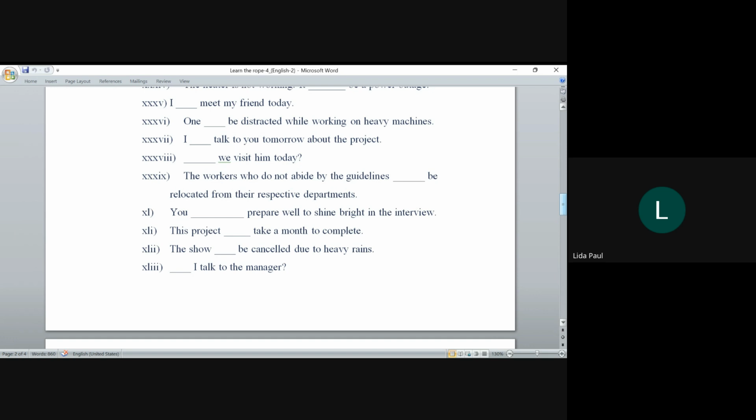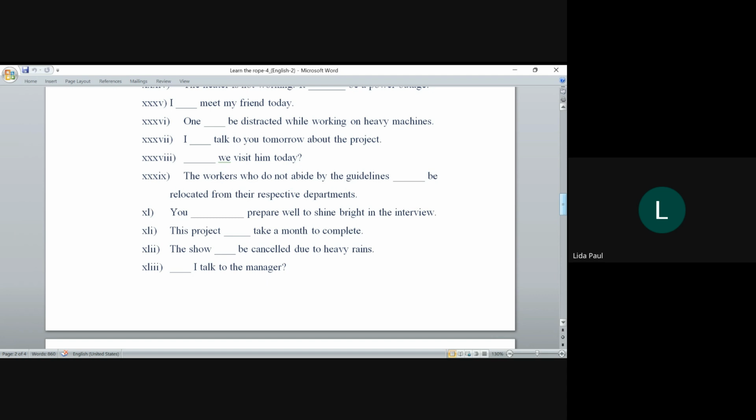Okay, next is 40. You dash prepare well to shine bright in the interview. And the context is requirement, or say alternatively, advice or suggestion. Any of these: requirement, advice, suggestion. We'll take the sentence to mean anything. What would be the modal? What's the most commonly used one for requirement and advice? Let's forget about suggestion for the while because you could also use could for suggestion, right? You saw that example.